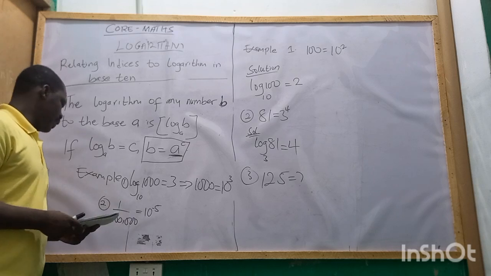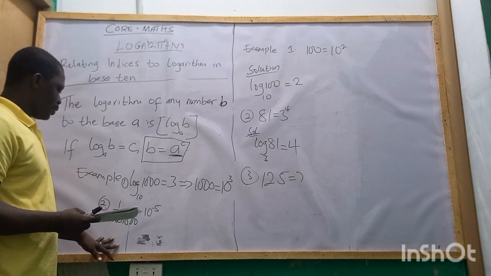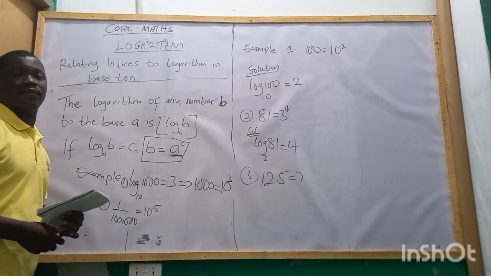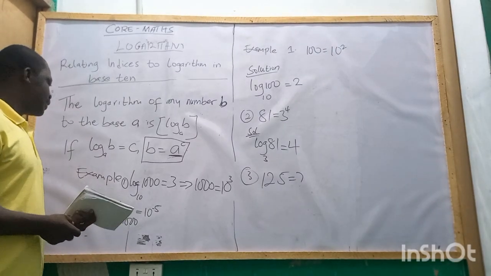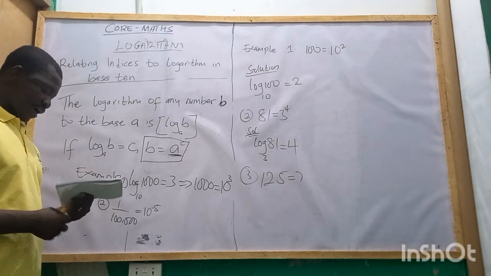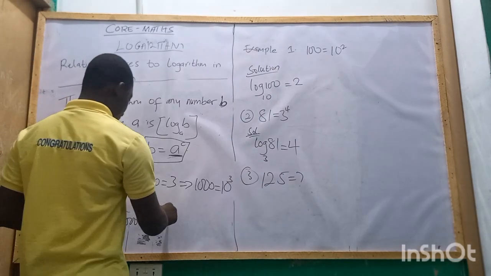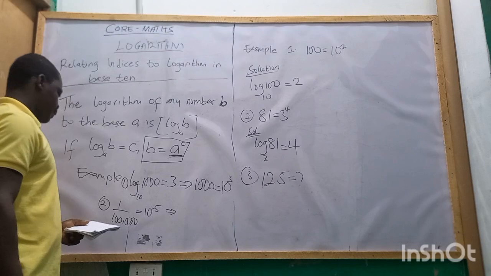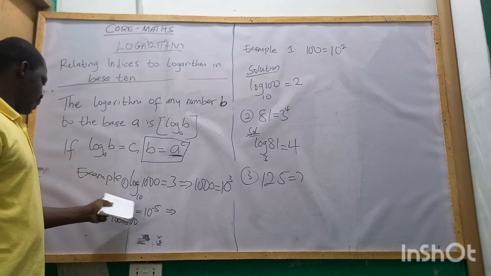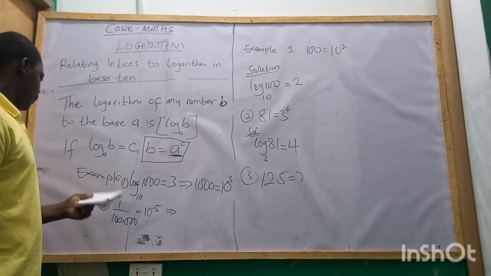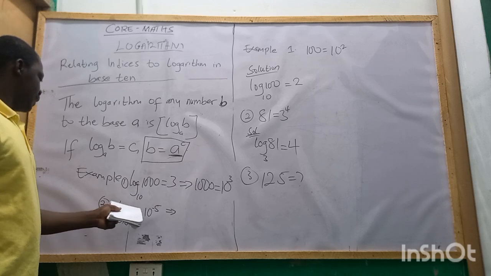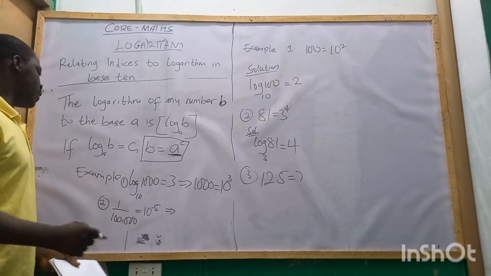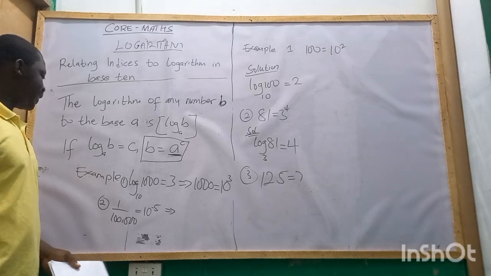So I have 1 over 100,000, which is equal to 10 exponent -5. And I want to write it in log form. So it will be equal to, so this is the number which will come in front of the log. Then this will be my base. Then this will be what I'll write on the right hand side.